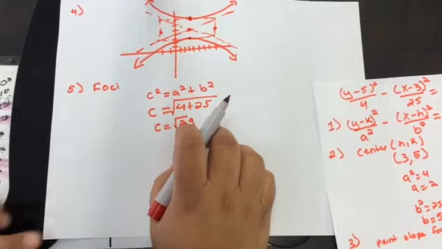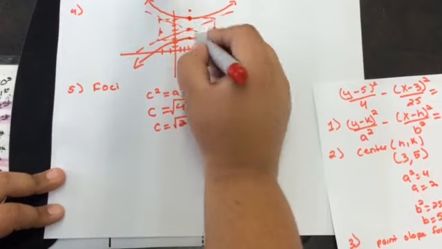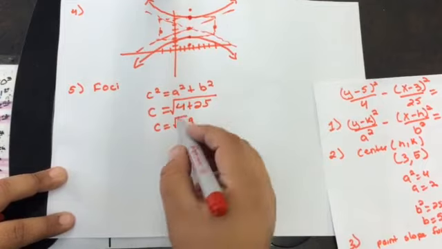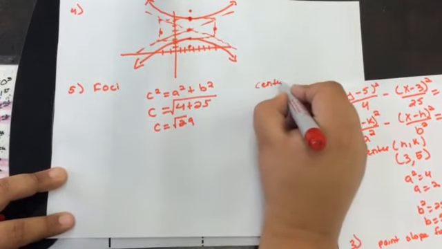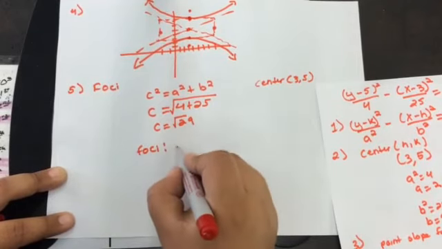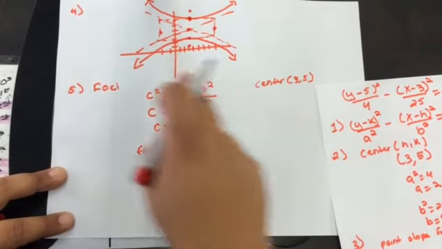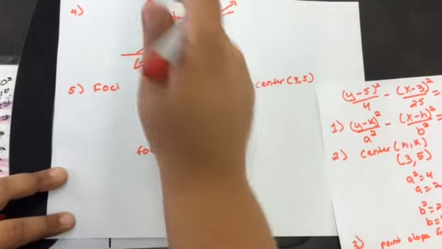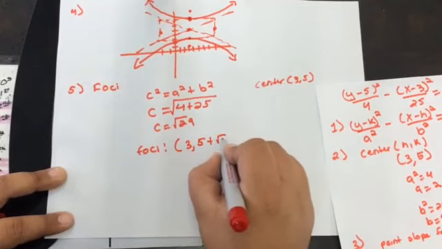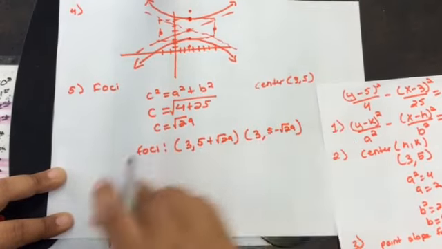So the foci will be located outside your vertex. The movement is happening on your axis. So if it was centered at 3 and 5, the foci is going to be at, sorry, I said the foci was in your x's, it's on your y's. So it's going to be 3, 5 plus the square root of 29, and 3 and 5 minus the square root of 29. So that's your foci.